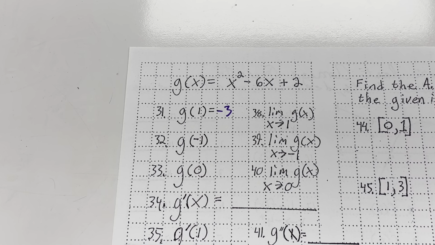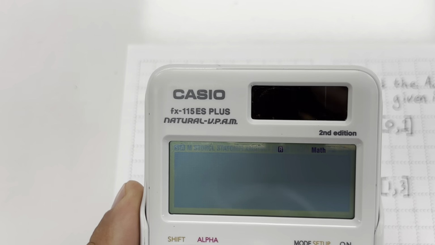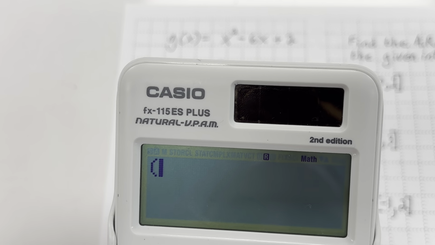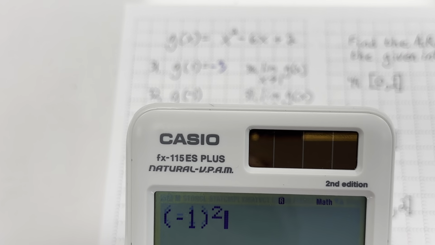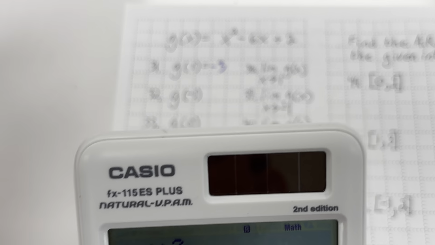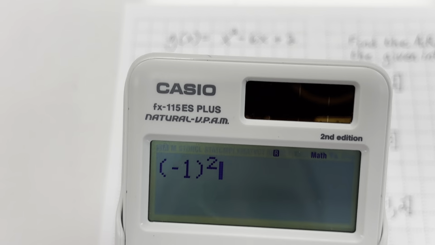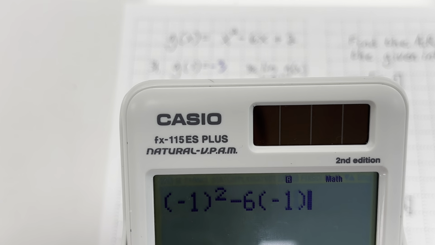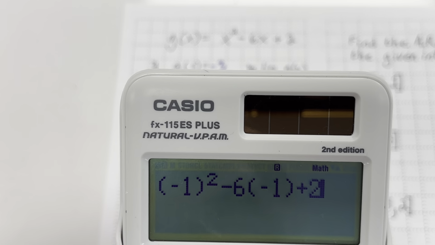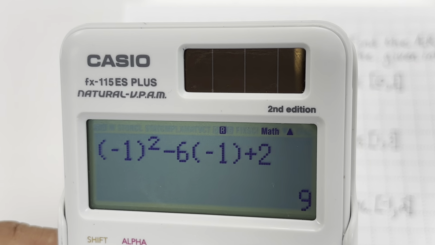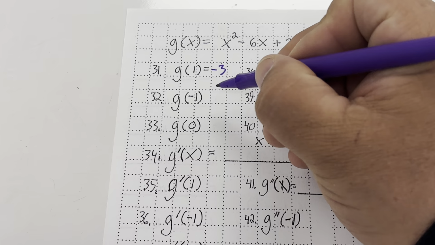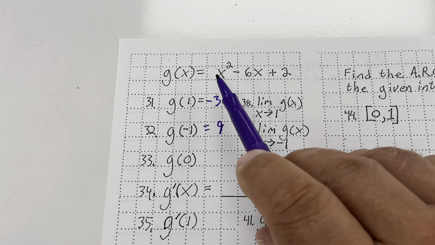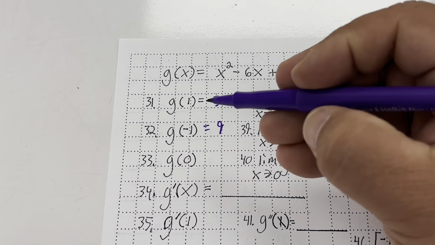Now we're expected to plug in -1. So we'll try that. It'll be parentheses, -1, close parentheses, squared, minus 6, parentheses, -1, close parentheses, plus 2. And it'll evaluate it for us, and that'll give us a 9. We're asked to plug in 0, so when we plug in 0, that's going to be 0 minus 0 plus 2.